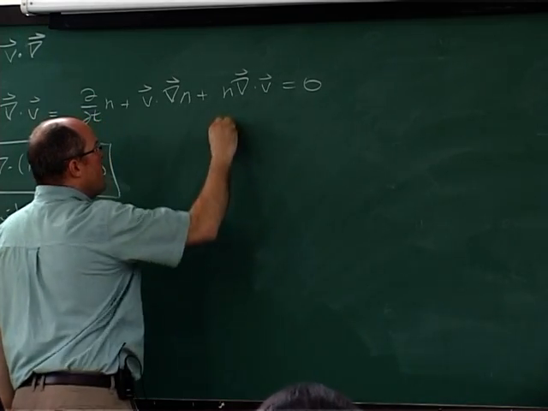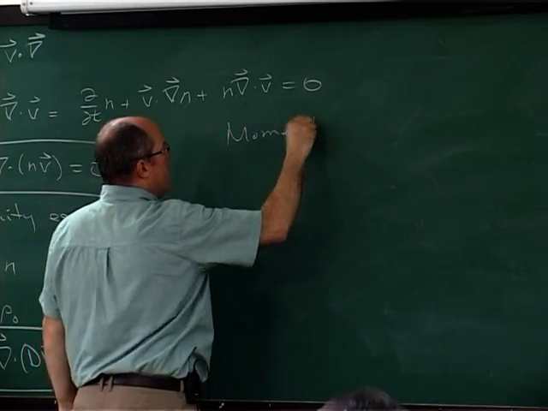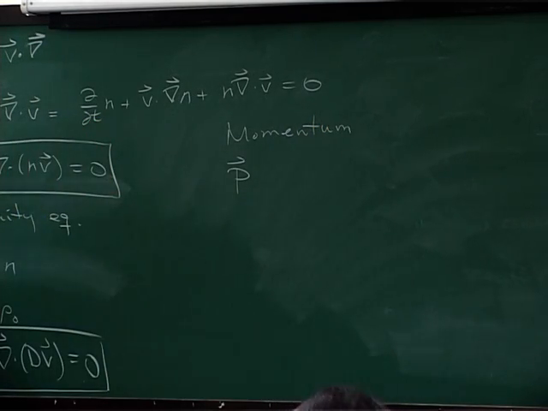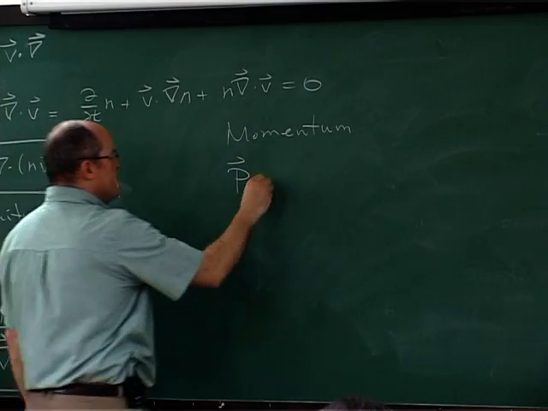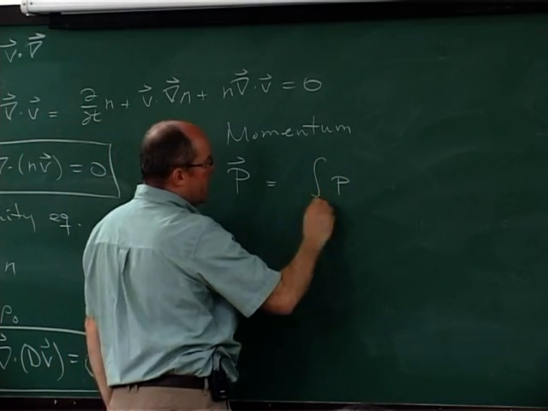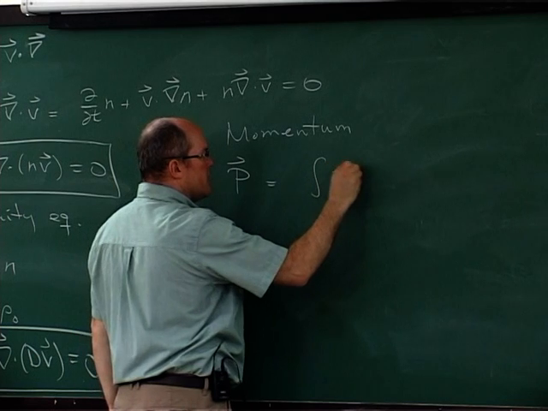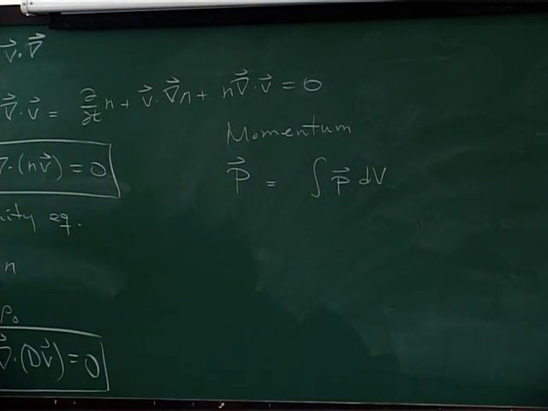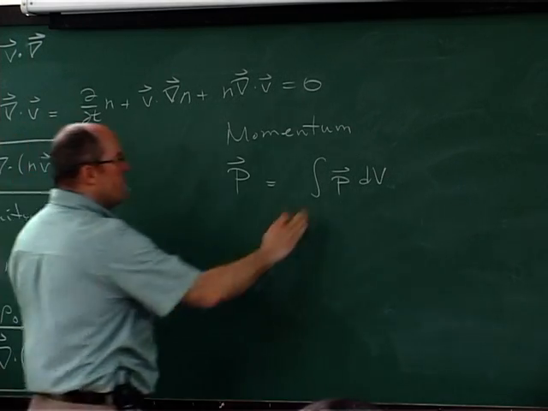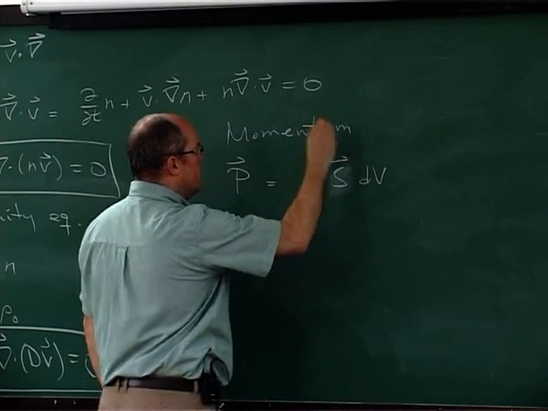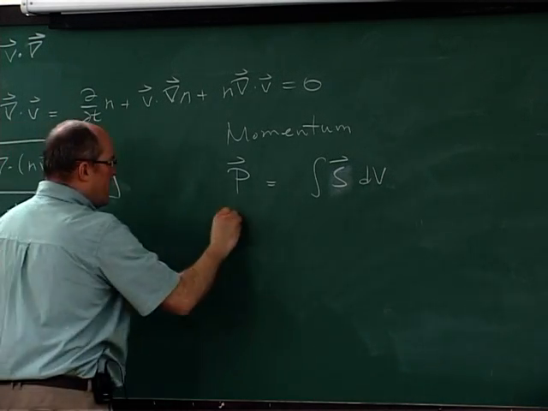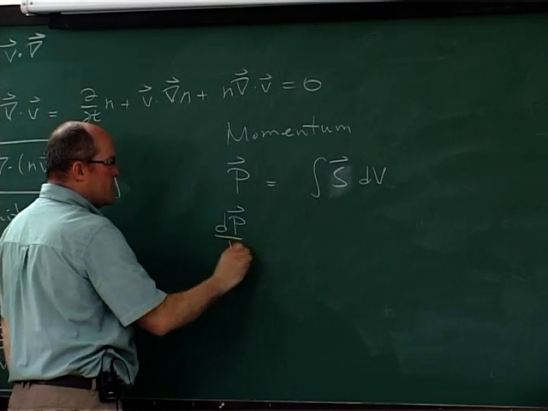thinking of a total momentum, and my volume is conserved. And let me just say the total momentum is an integral over a little p, which is a momentum density. Actually, let me use S. I have a momentum density S, and I'm going to integrate to get the total momentum. I now write down how the momentum changes in time.